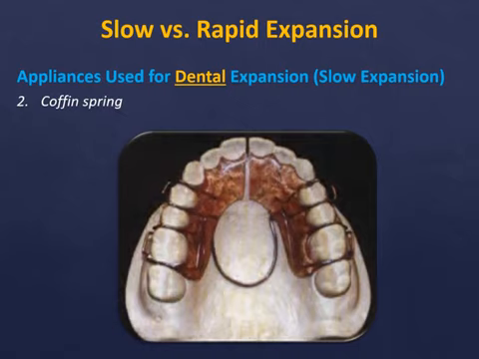Coffin spring is another type of dental expander for slow expansion. This can be used for unilateral crossbite and is usually activated by pulling the two parts of the appliance apart manually or by using special pliers at the base of the omega wire.